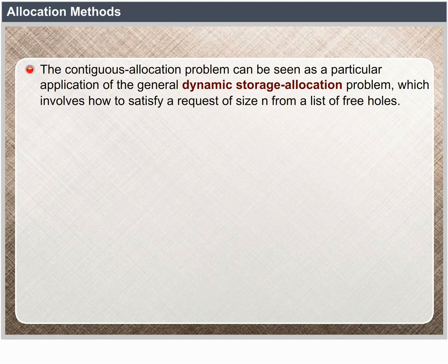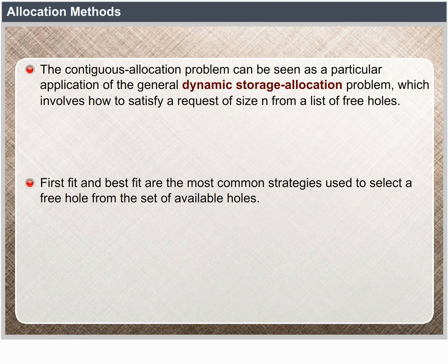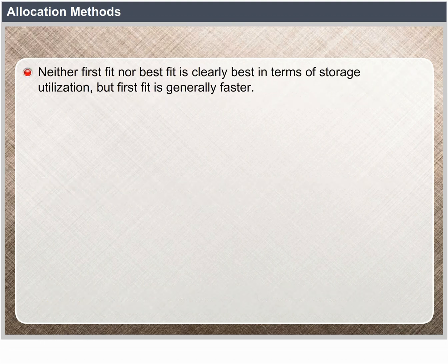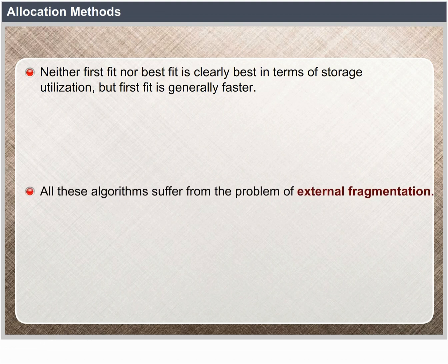The contiguous allocation problem can be seen as a particular application of the general dynamic storage allocation problem, which involves how to satisfy a request of size n from a list of free holes. First fit and best fit are the most common strategies used to select a free hole from the set of available holes. Simulations have shown that both first fit and best fit are more efficient than worst fit in terms of both time and storage utilization. Neither first fit nor best fit is clearly best in terms of storage utilization, but first fit is generally faster. All these algorithms suffer from the problem of external fragmentation.